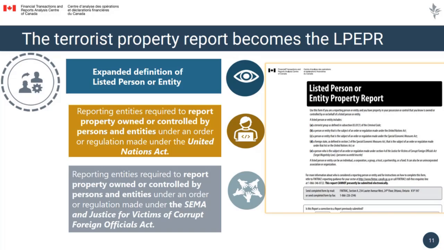As of October 1st, 2025, reporting entities will be required to report property owned or controlled by persons and entities under an order or regulation made under the Special Economic Measures Act and Justice for Victims of Corrupt Foreign Officials Act. On February 28, 2025, FINTRAC published the updated LPEPR guidance and reporting form. The reporting form remains a fillable PDF to be submitted by fax or by mail.